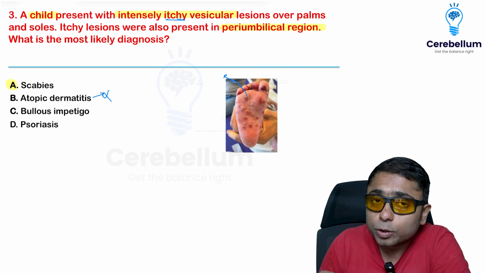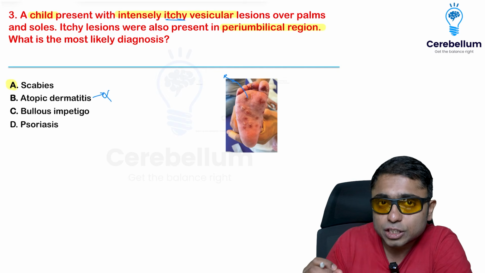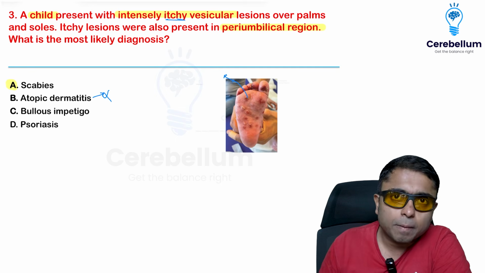Bullous impetigo, it is going to present with honey colored crusting in a child, especially near the periorificial area.